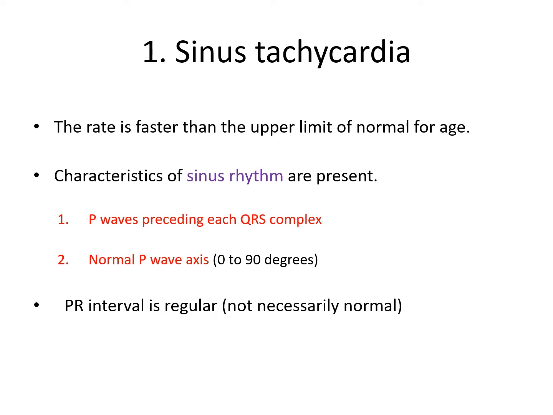So as we have already discussed and also seen an ECG prior to this, a sinus tachycardia is characterized by a P wave preceding each QRS complex. The P wave axis will be normal, which is 0 to 90 degrees in lead 2. The PR interval is regular. Now this may or may not be normal, but it will be regular. The rate is faster than the upper limit of normal for the age. So these are the characteristics of sinus tachycardia.